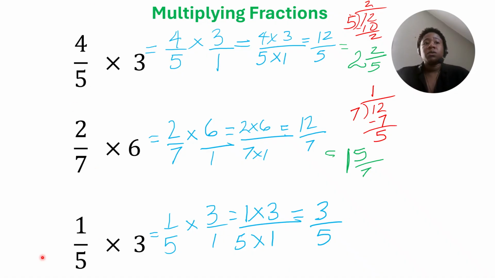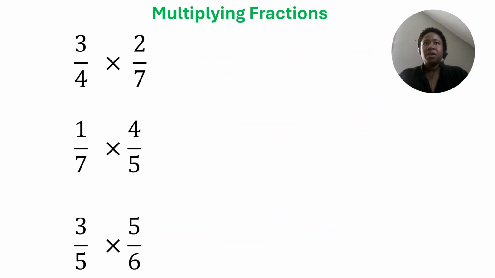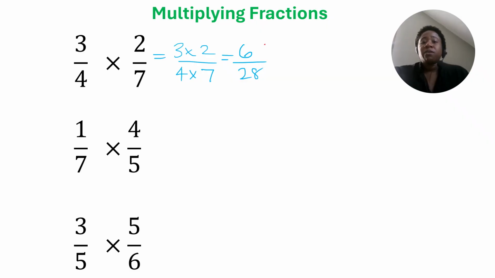All right, so on this slide, we have 3/4 times 2/7. Again, we want to multiply the numerators, then the denominators. 3 times 2, 6. 4 times 7 is 28. But when we look at this fraction, we can see that it can be further simplified. And we could simplify our fractions by dividing the numerator and the denominator by the same number.